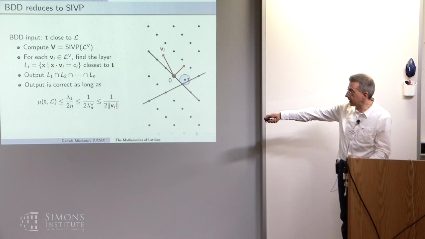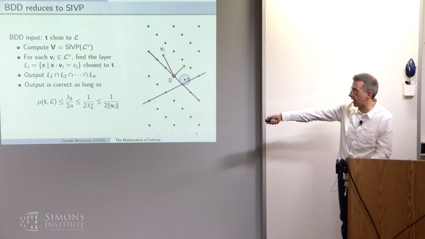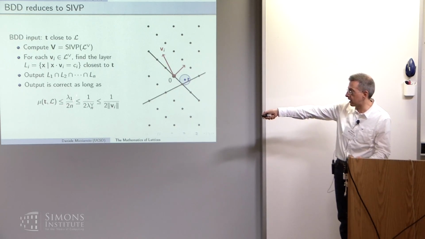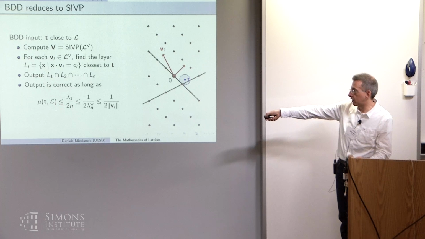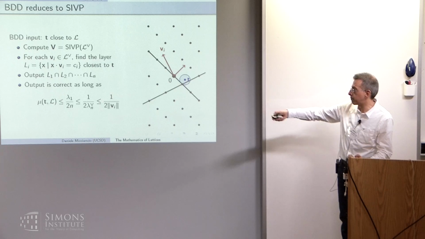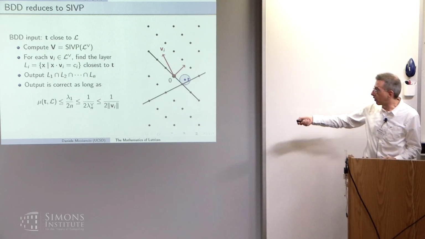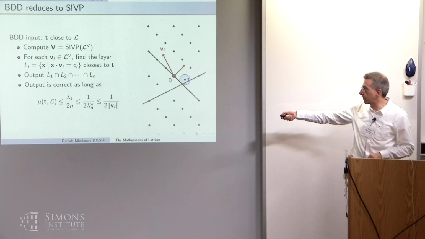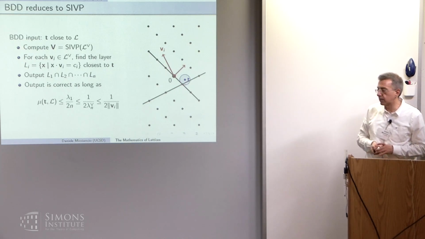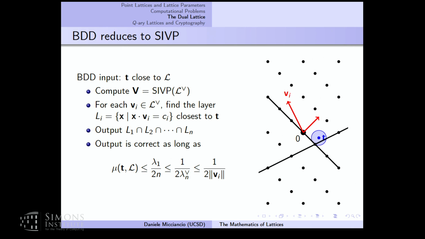And these vi are a solution to the SIVP problem. So we know that they are smaller than lambda n, but since they are in the denominator, this is an upper bound. So you get that if t is within this distance from the lattice, then you get this upper bound. Conversely, if I give a point within this upper bound, then you will find the correct solution to the problem. So this shows how to use the dual lattice.